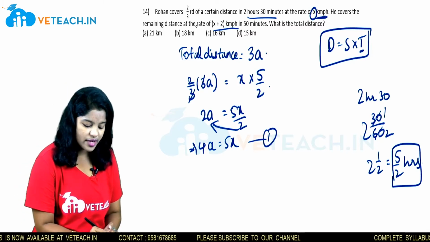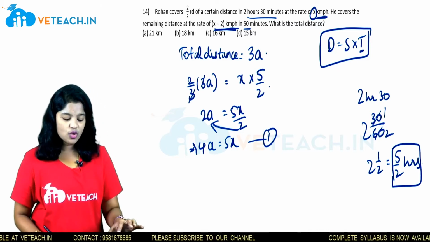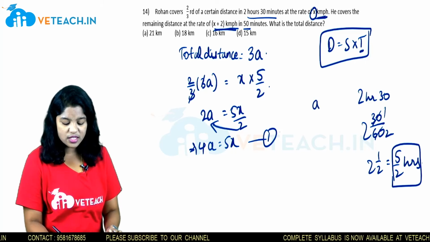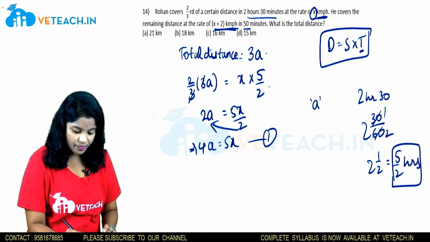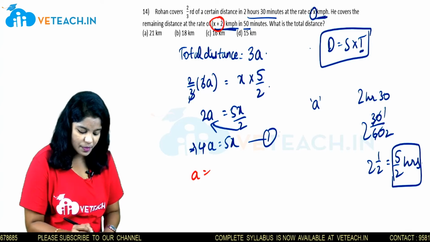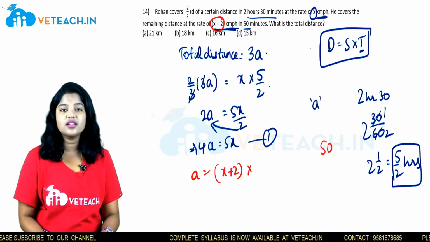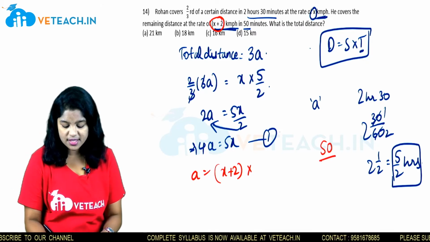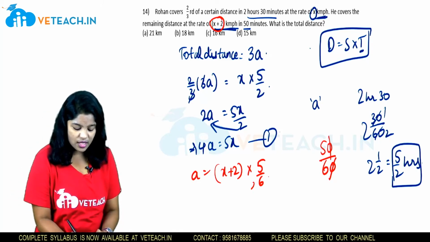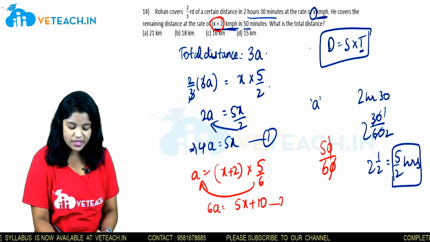Now he covers the remaining distance at a rate of x plus 2 kilometers per hour in 50 minutes. So out of 3a, 2a distance is already covered. So the remaining distance will be just a units. So this a units distance is equal to speed, which is x plus 2, into time. Time is given as 50 minutes. If you want to convert it into hours, just divide it by 60. So 5 by 6 hours. So that is equal to 6a is equal to 5x plus 10. Let it be the second equation.